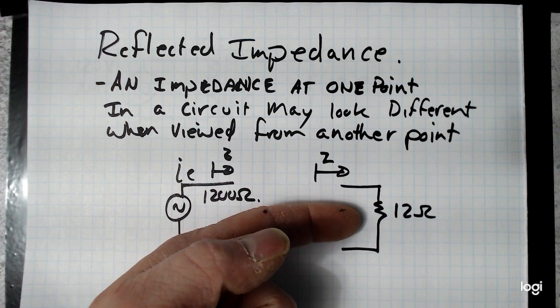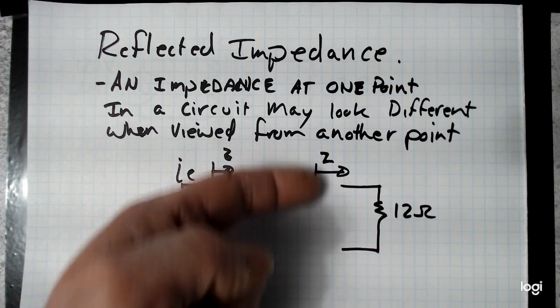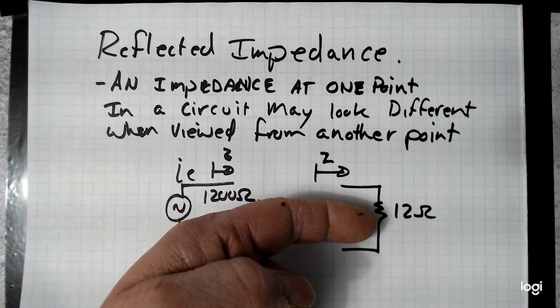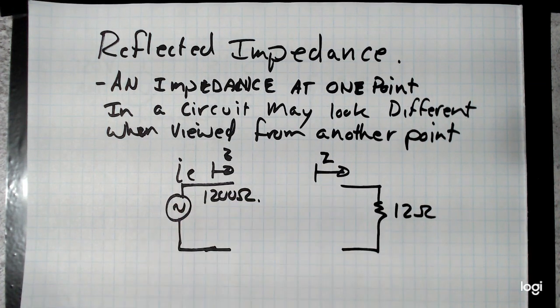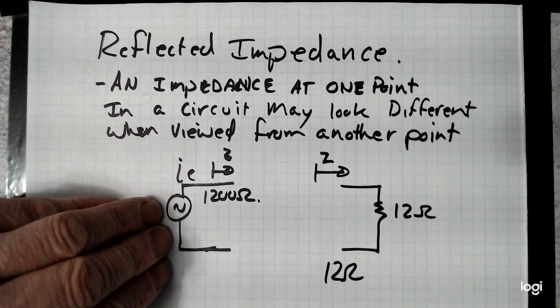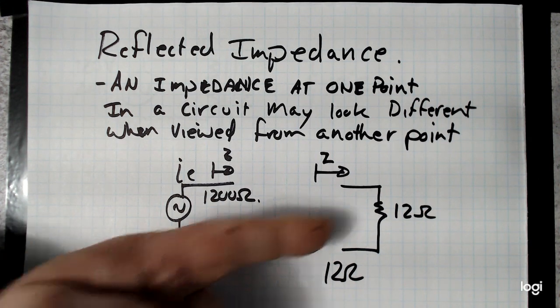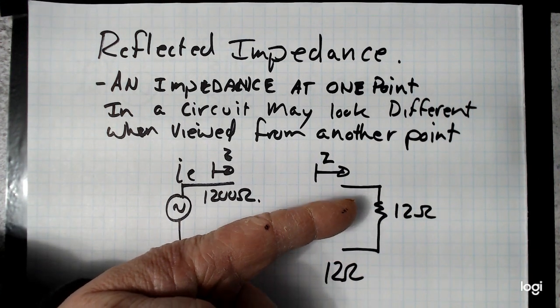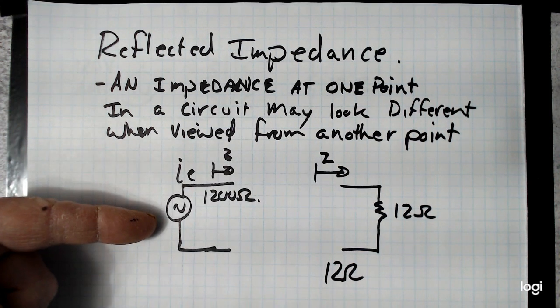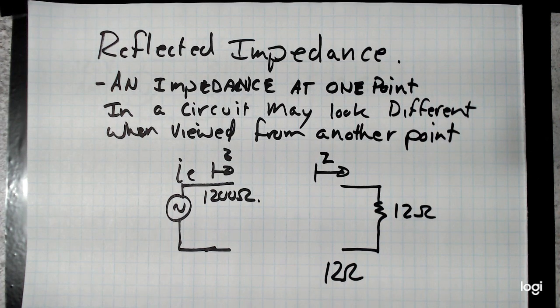So for example, here I have this 12 ohm resistor. If I basically say, what is the impedance looking that way at the 12 ohms? The answer is it would be 12 ohms. However, if I come back here to this source, if I've got some stuff in between here that separates the 12 ohm resistor from the source, as far as the source is concerned, it may not look like 12 ohms. It may look like even 1200 ohms. So a reflected impedance is one that, if I stand here and look at it, it looks like 12 ohms, but if I come back here to this side of the circuit, it looks like 1200 ohms.